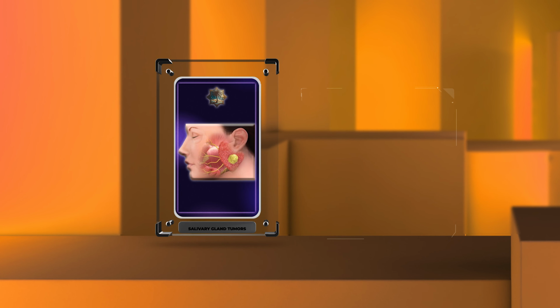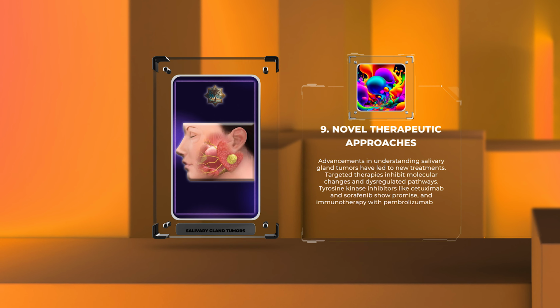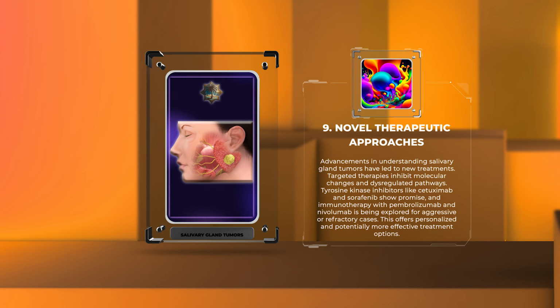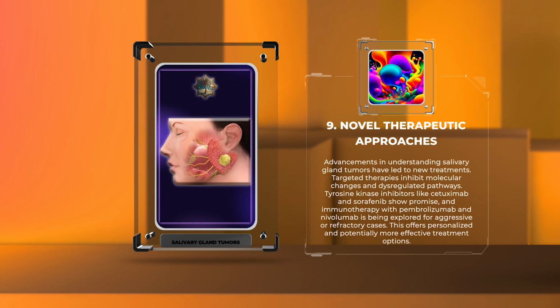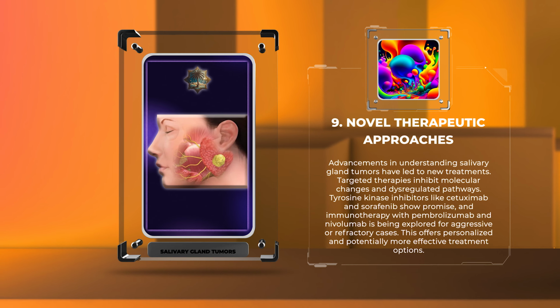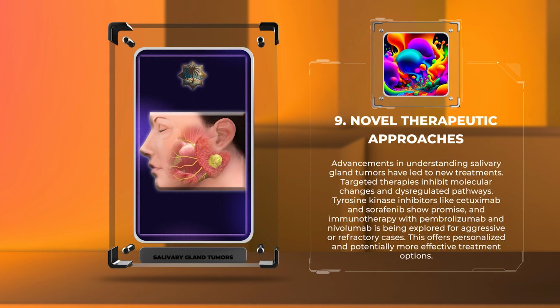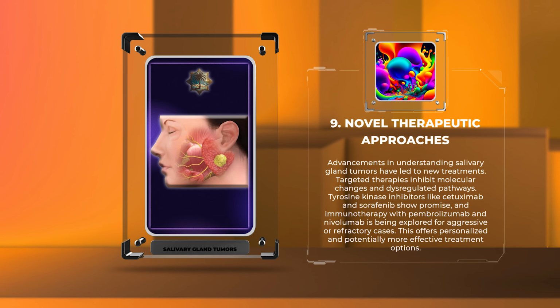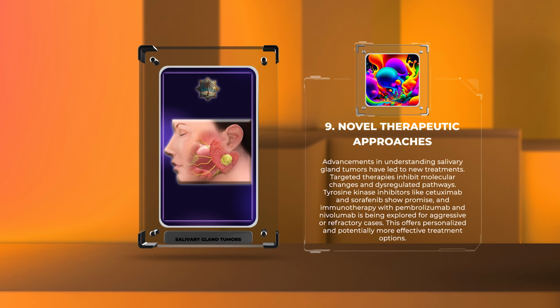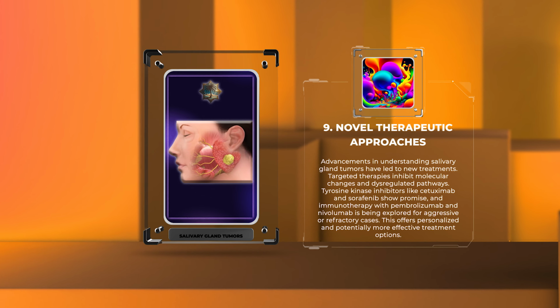Advancements in understanding salivary gland tumors have led to new treatments. Targeted therapies inhibit molecular changes and dysregulated pathways. Tyrosine kinase inhibitors like cetuximab and sorafenib show promise, and immunotherapy with pembrolizumab and nivolumab is being explored for aggressive or refractory cases. This offers personalized and potentially more effective treatment options.